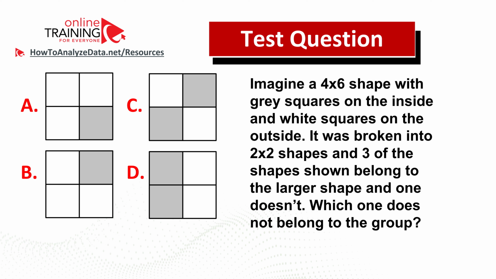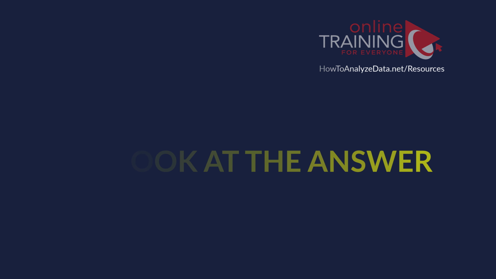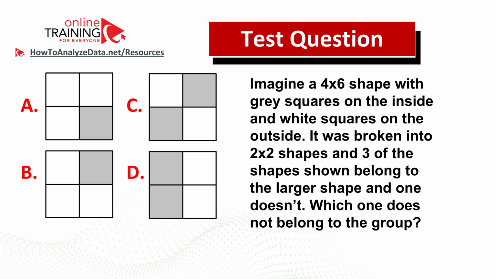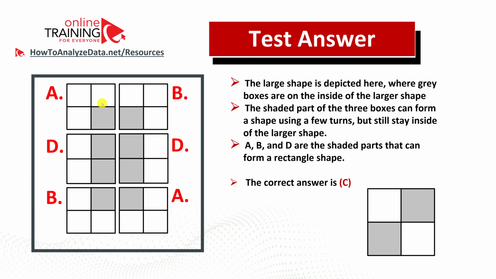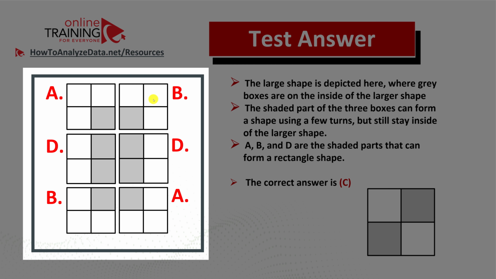Do you think you know the answer? Now might be the right time to pause this video to see if you can come up with the answer on your own. Do you think you came up with the answer? Let's continue to see if we can solve this challenge together. As you might be well aware, a visual is worth 1,000 words or more. In this case, this is the 4x6 shape with the gray boxes on the inside and the white boxes on the outside, and it was broken down into 2x2 shapes.